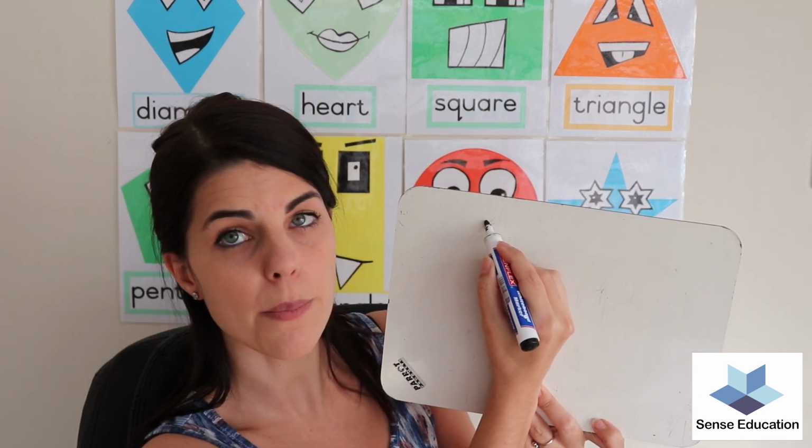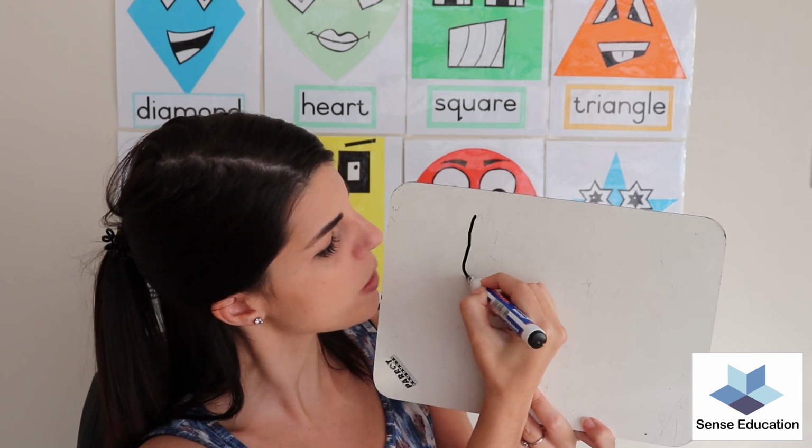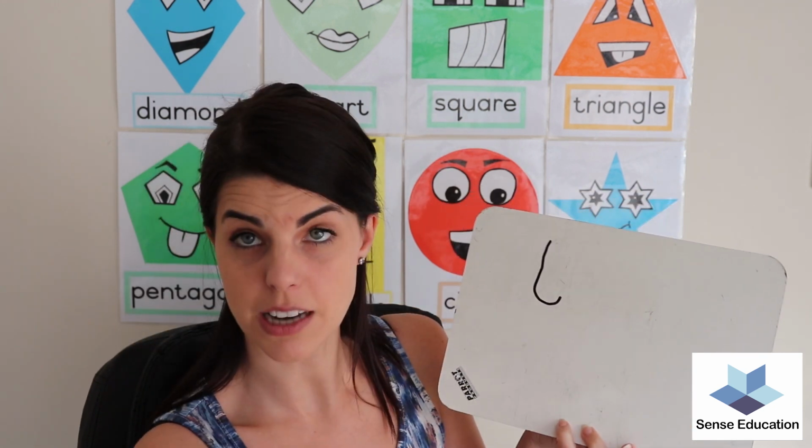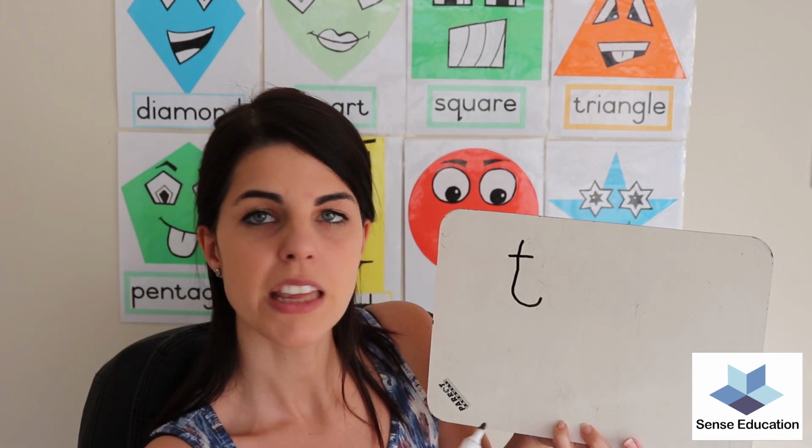Now I'm going to show you how to write the letter T. With this letter we pick up our hand once. We don't do it in one smooth movement. We always start at the top. We go down and we curve to the right side. Then you see I lifted up my hand. Now you're going to do a small line across at the top. You don't want to do it in the middle, just leave a little line at the top. Let's try it again.